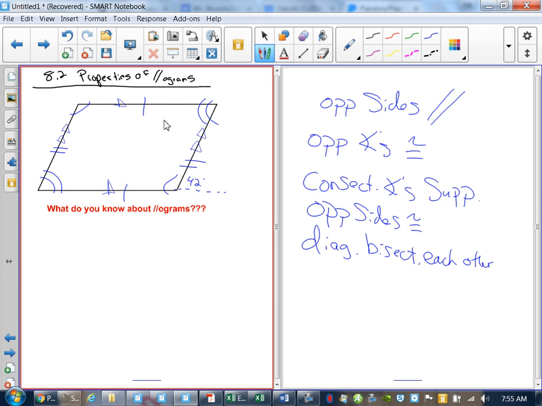Its supplement, 138. If that's 138, the next one has to be its supplement, which is 42, which means this one has to be 138, which means this one has to be 42, and so on and so on. Okay? So it does stuff like that.